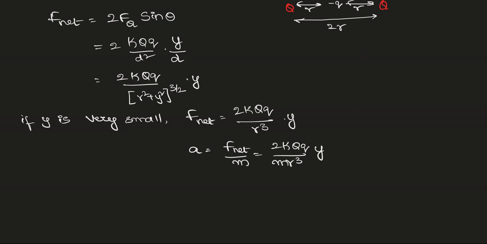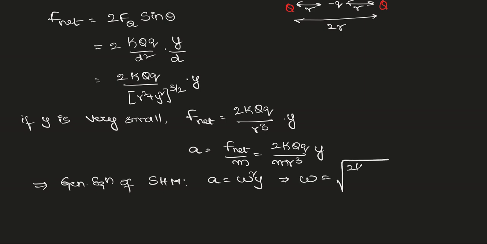If I compare with our general equation of SHM, simple harmonic motion, a is equal to omega square y. So that omega will be equal to square root of 2kq by m r cube. So that you can find time period using the equation 2 pi by omega.